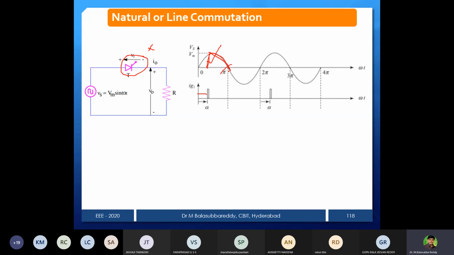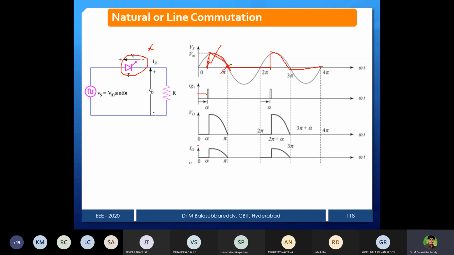Only that sentence is required. Open means the output will be 0. Again, when the pulse is available, it will be on, then it will be 0. That's all. Natural commutation is over. This is your output voltage waveform. You can draw the current waveform also, reduced to some magnitude. Voltage and current are in phase because of the resistive load.